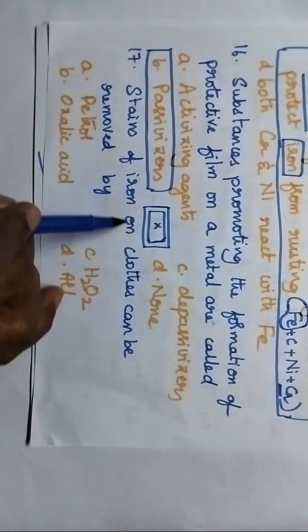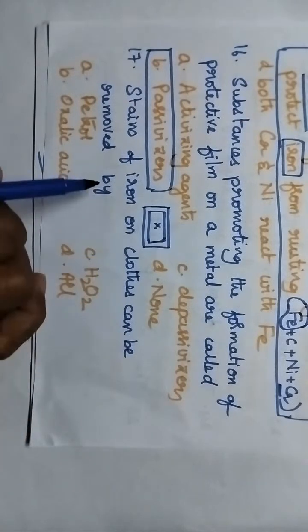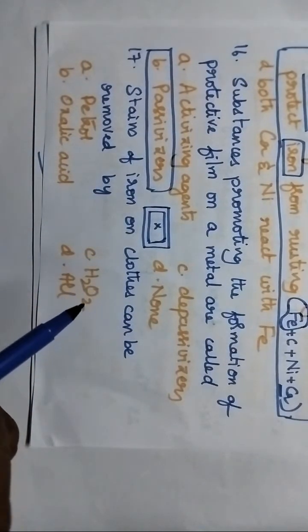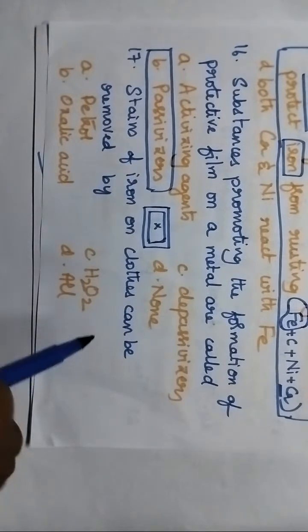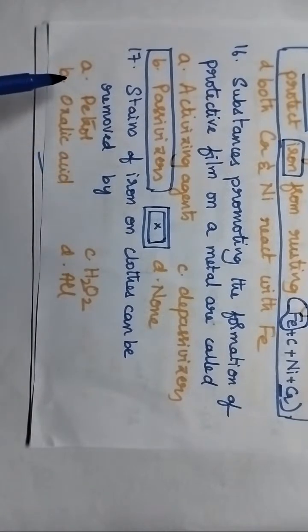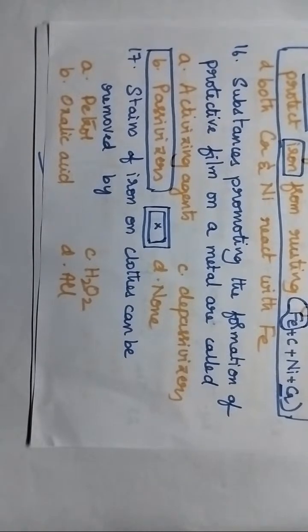Stains of iron on clothes can be removed by. So whenever iron stains are found on clothes, they can be simply removed by treating with which of the following chemicals? A, petrol. B, oxalic acid. C, hydrogen peroxide. D, all. You think logically and then share your answer.